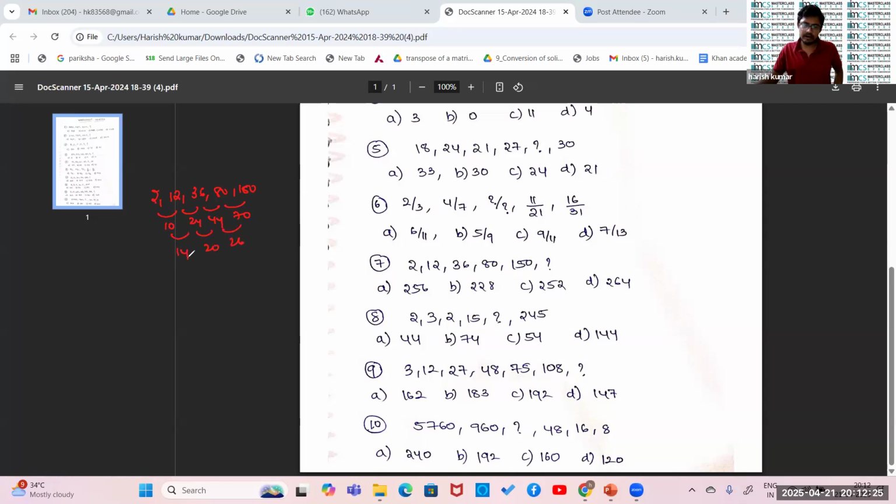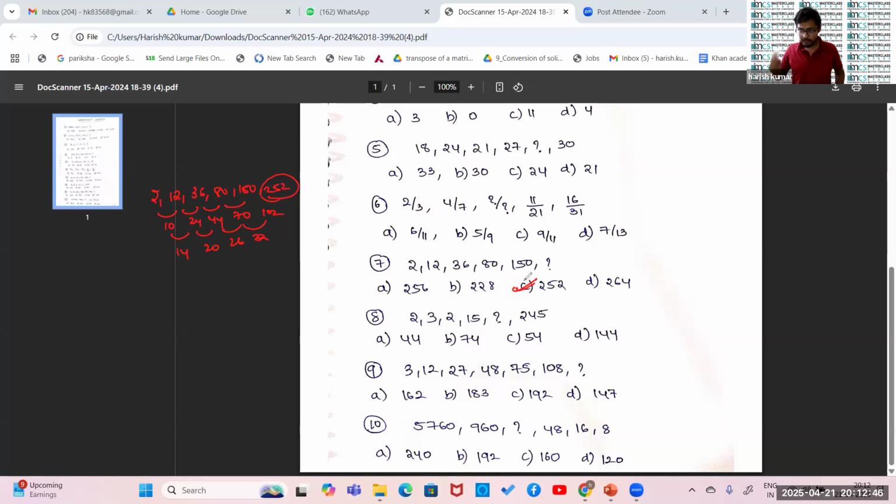I can clearly see a pattern. The difference is 6. So here the difference has to be 32, because 26 plus 6. So it is 70 plus 32, 102. So it will be 150 plus 102, which is 252. Option C is your answer.